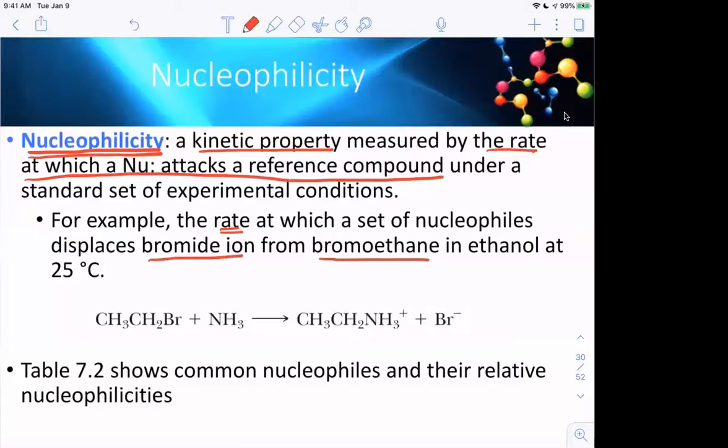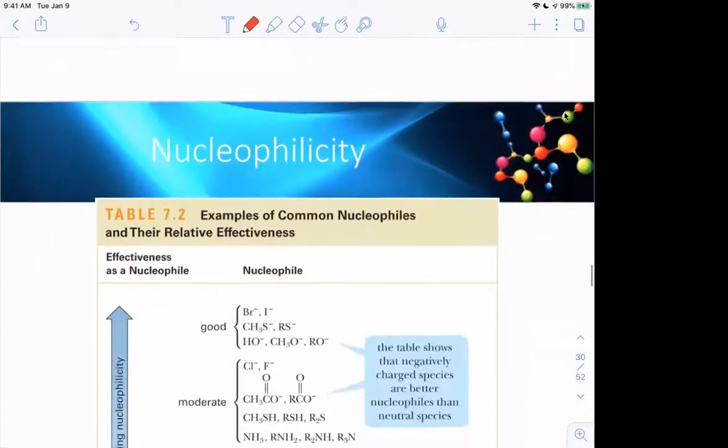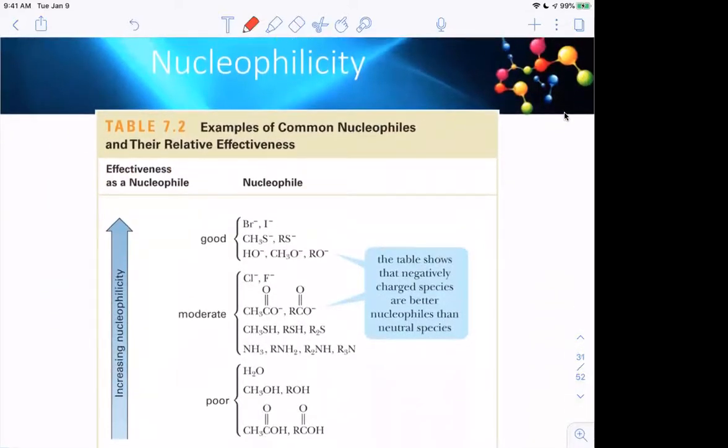This kind of looks like one of your labs this week, so pay attention. When I do this, I get some results. What I know is these nucleophiles are much more effective, which means they react faster. These are moderate nucleophiles, and these are very poor nucleophiles. So negatively charged species are better nucleophiles than things that are neutral. But these negatively charged species also had a dividing line.